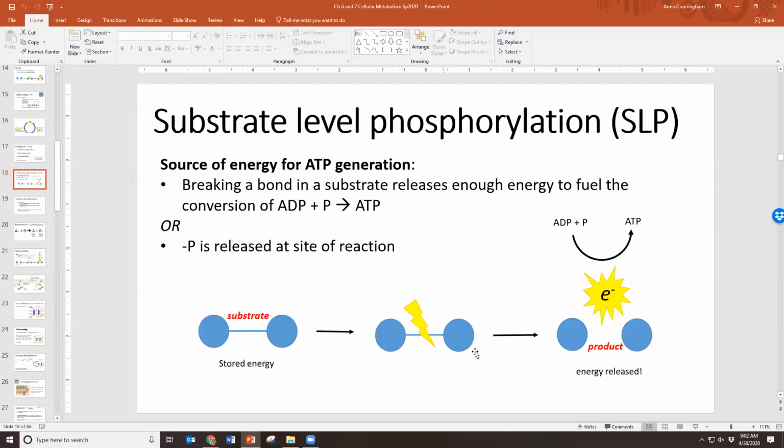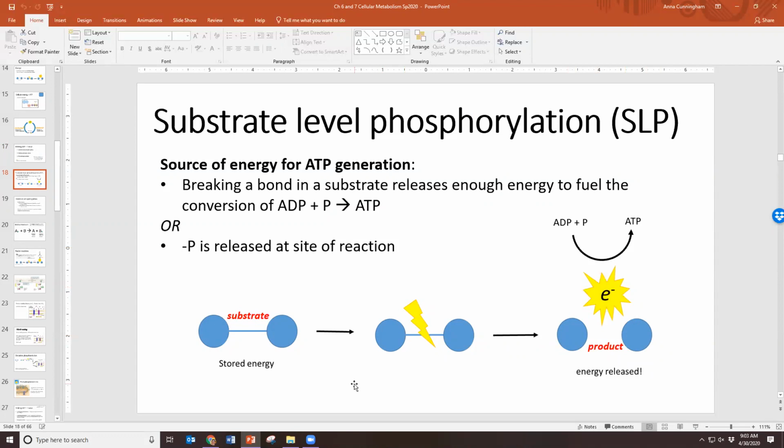And we break that bond, and as we know, electrons are associated with bonds. We say they're stored in bonds. So when we break this bond, electrons are released, and that gives us enough energy and a good source of electrons that we can store those electrons in that 3rd phosphate bond. So we can convert ADP into ATP.